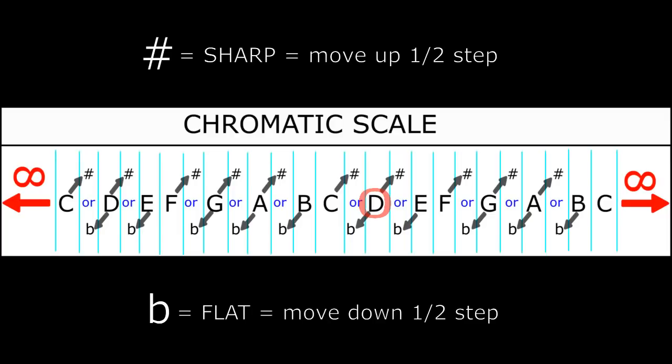The word sharp is a command. It tells you to move up a half step. The word flat is a command. It tells you to move down. And if you double it, triple it, quadruple it, whatever, you're still just moving up or down. It's still a command.